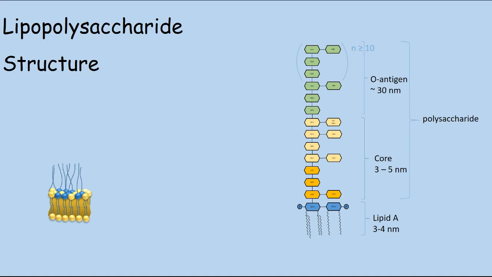The second region is the core region. It's composed of short chains of sugars, which may also contain some amino acids. And finally, on the exterior portion is the O antigen region. This region is a repetitive region that varies from strain to strain and is very immunogenic. That means that we develop a lot of antibodies to it.